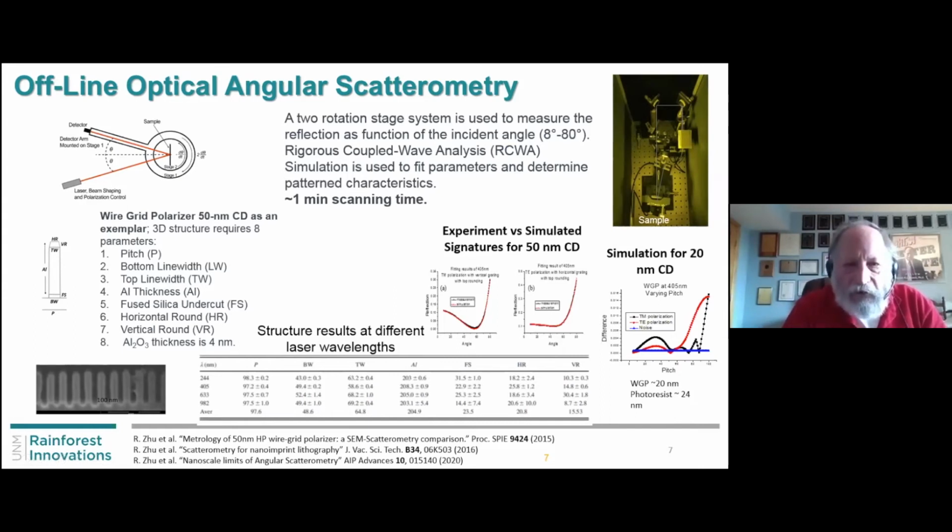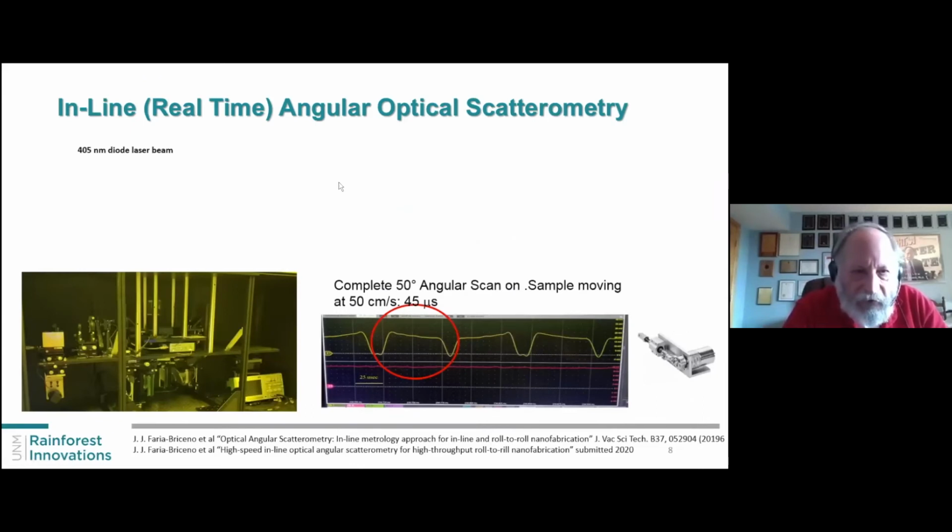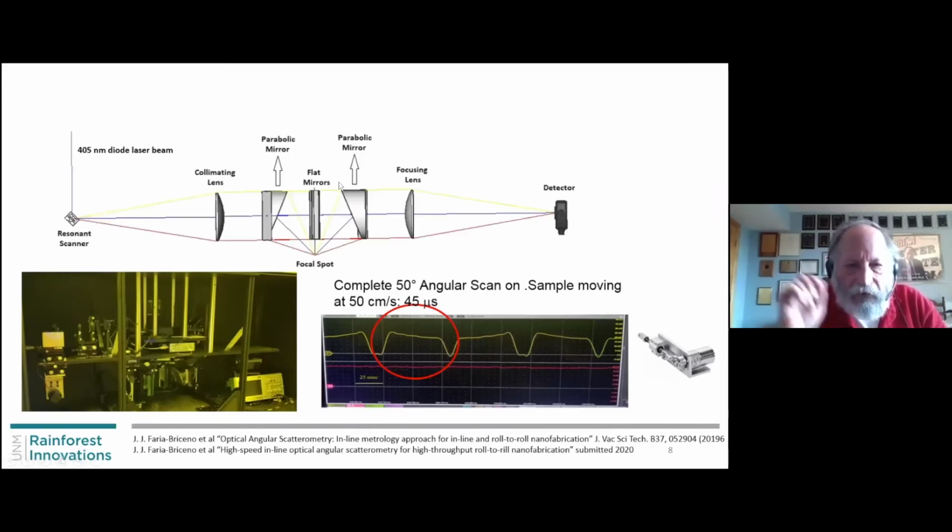Okay, here's our real-time system. Now we have this resonance scanner that's scanning the beam from the yellow to the red and back, and this is at 8 kilohertz. So if you look at a reflectivity trace, instead of taking a minute to do it, we're doing it in 45 microseconds.